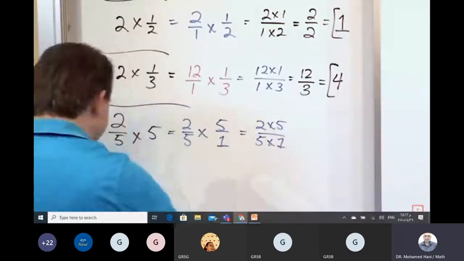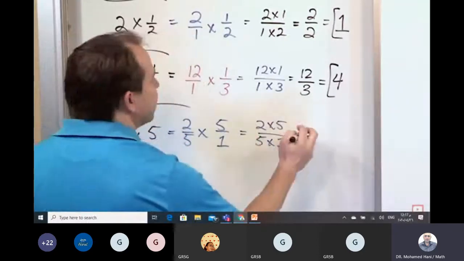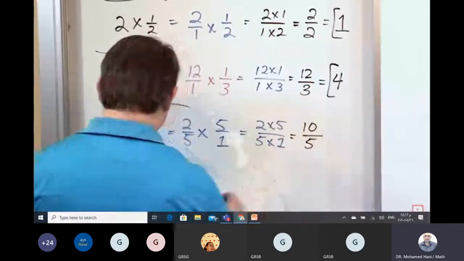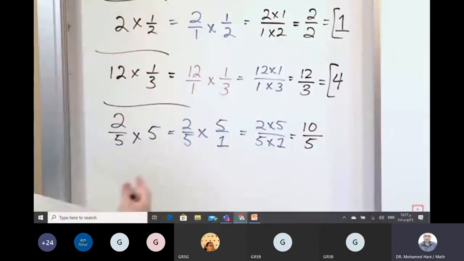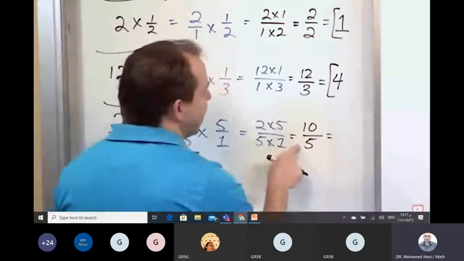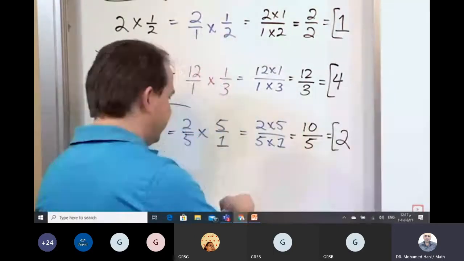You do not have to worry about getting any kind of common denominator to multiply fractions. What you get on the top, 2 times 5 is 10. On the bottom, you will get 5 times 1 is 5. And this is one of those cases where you're going to get a whole number. 10 divided by 5 is going to give you 2.